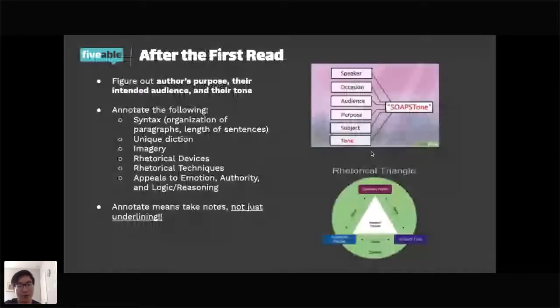So I would say that after the first read, you should really start annotating different things on your paper and then putting them in your outline. And I would say that there is no format, no template for an outline. Do what your AP Lang teachers have told you to do.